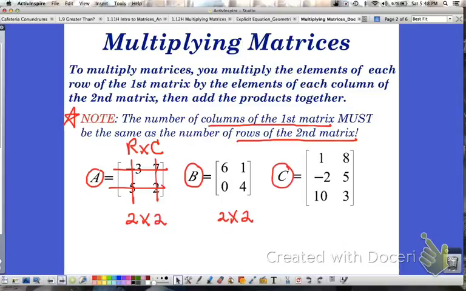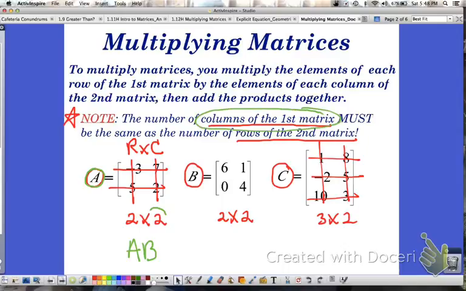When I look at matrix C, I will say that it's a 3 by 2 matrix because it has 3 rows and 2 columns. But what I'm getting at right now is this feature. When I talk about whether or not I can multiply matrices, let me give you a problem to look at. If I want to multiply matrix A times matrix B, the number of columns of matrix A is 2, and the number of rows of the second matrix B is 2. So since there's a match, I can multiply matrix A times matrix B.